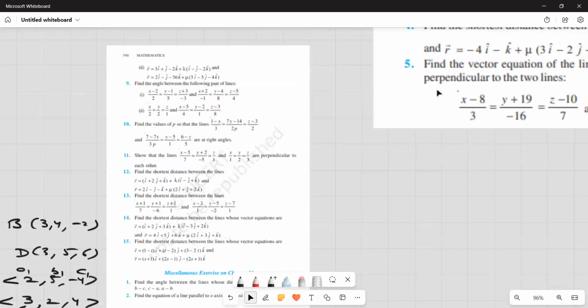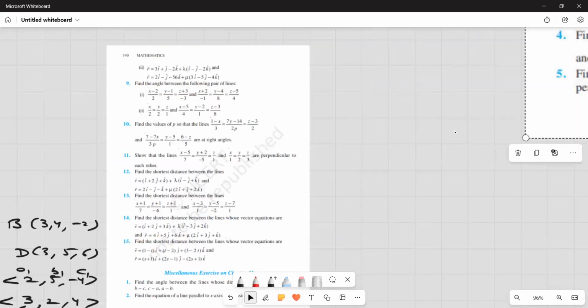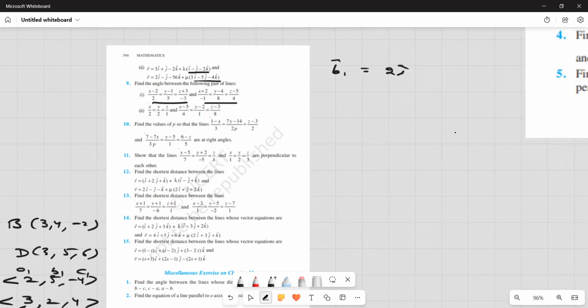Next is, in this also, take this as B1, this as B2 and try the question. Clear? Now, here also, find the angle between these two lines. So what is B1? These are the DRs of the first line, these are the DRs of the second line. So B1 is 2i plus 5j minus 3k. B2 is minus i plus 8j plus 7k.